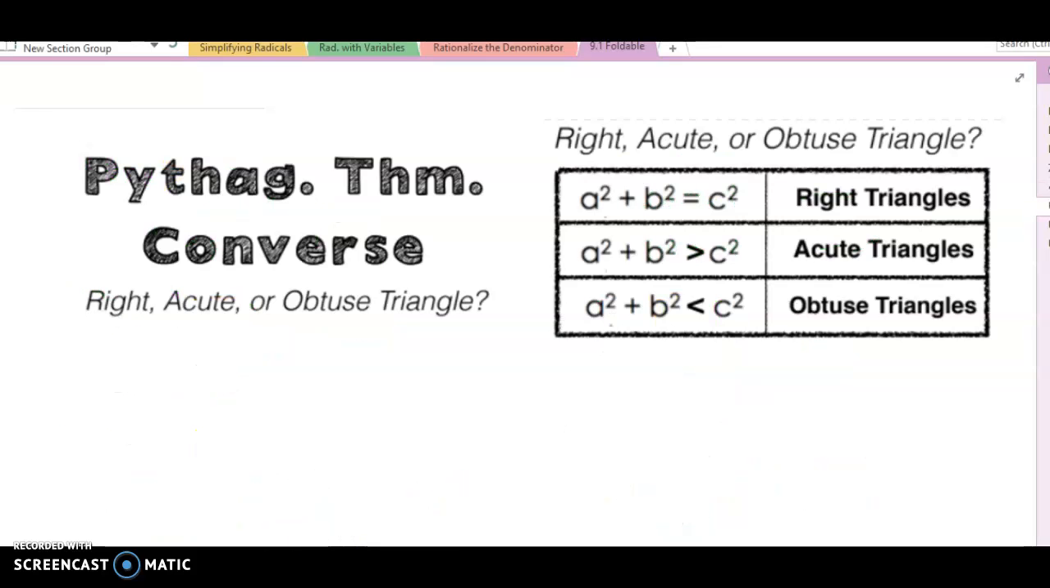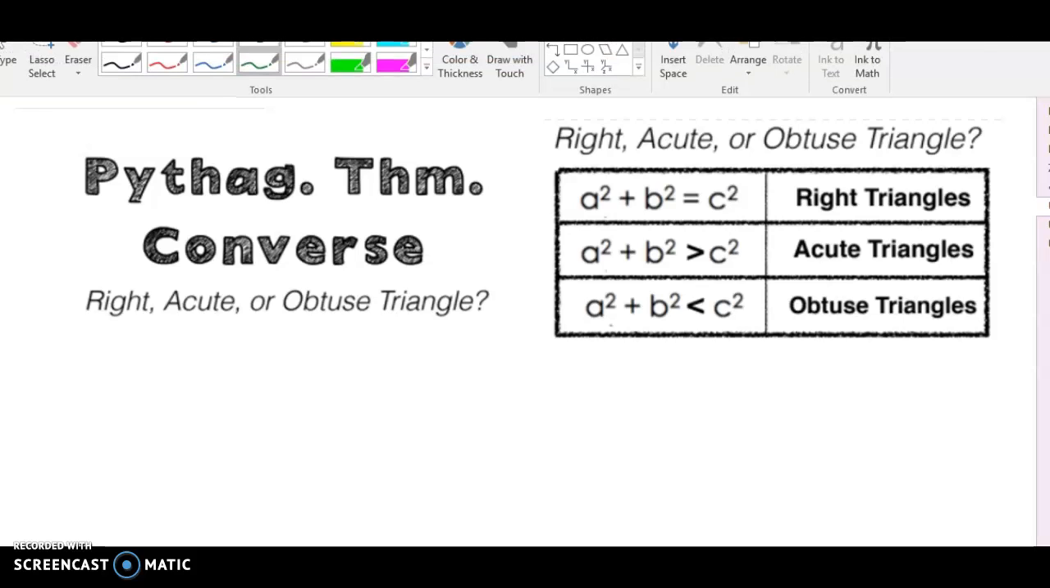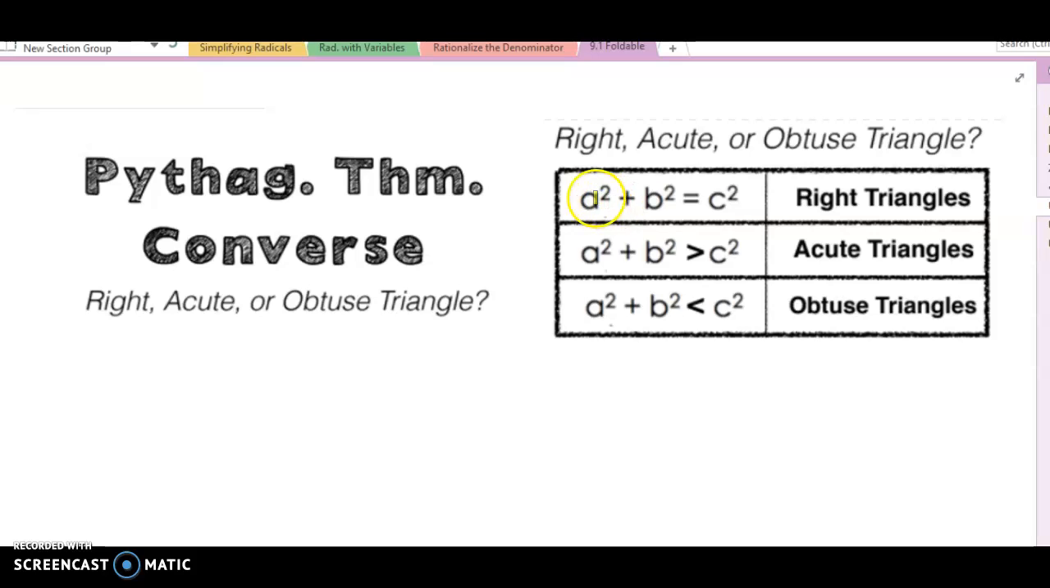All right, so let's go ahead and look at, if we know that it forms a triangle, how do we know if it's right, acute, or obtuse? Okay, so we should already know that if a squared plus b squared equals c squared, we have a right triangle. And remember, on all of these, my c is referring to the longest side.